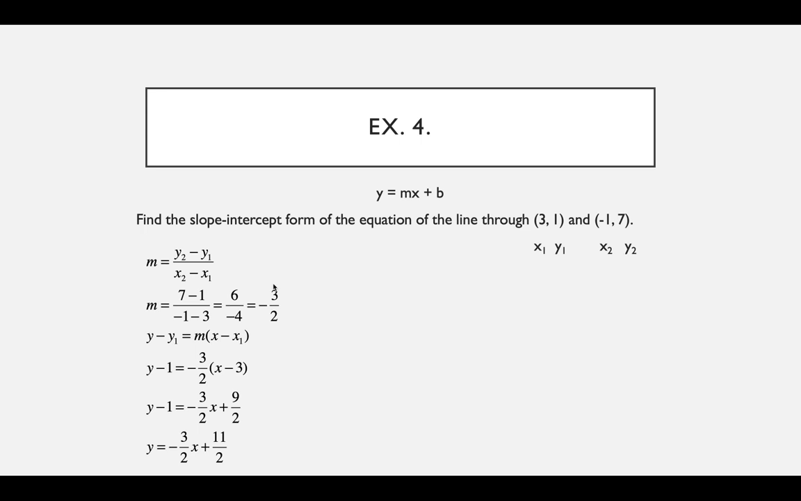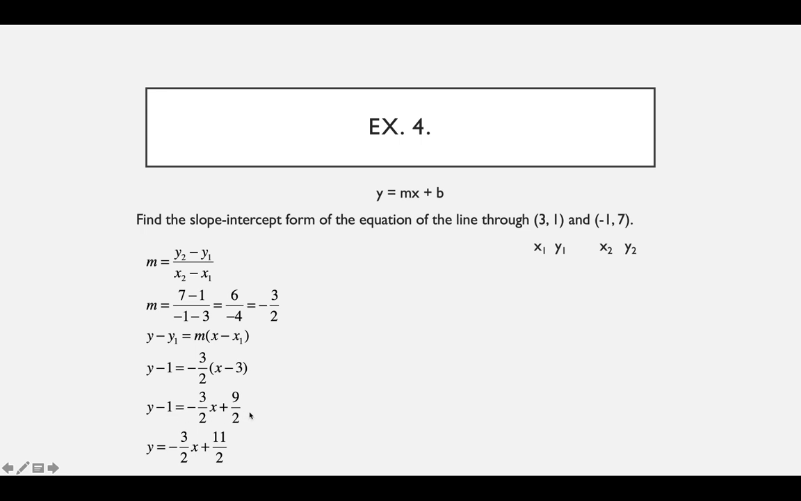Okay, we want slope-intercept form, but we don't have a point that's in the form 0 and then a number. So we have to start with point-slope form. So we're going to do y minus y1 equals m times x minus x1. So we'll plug in 1 for y1 and 3 for x1. And so we're going to get y minus 1 equals, after we distribute the -3/2, -3/2 x plus 9/2, because negative times negative is positive. If you need to, put that 3 over 1, and we do 3 times 3 over 2 times 1.